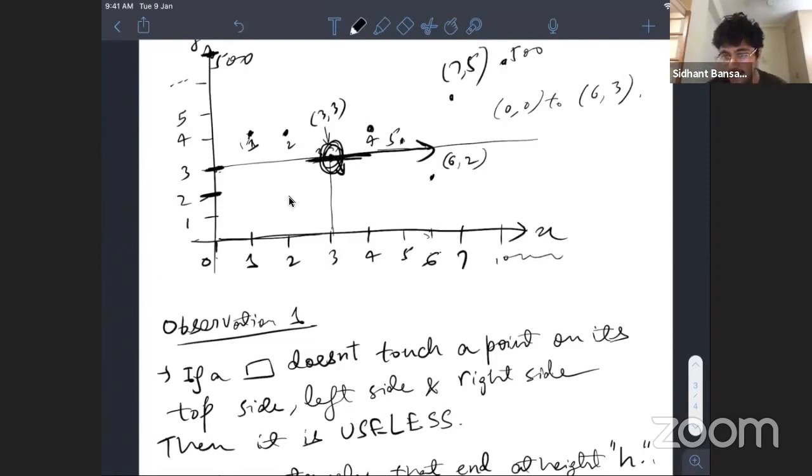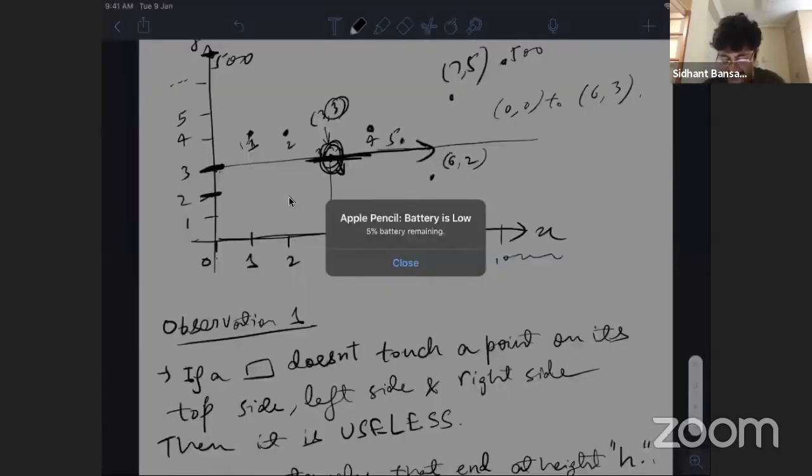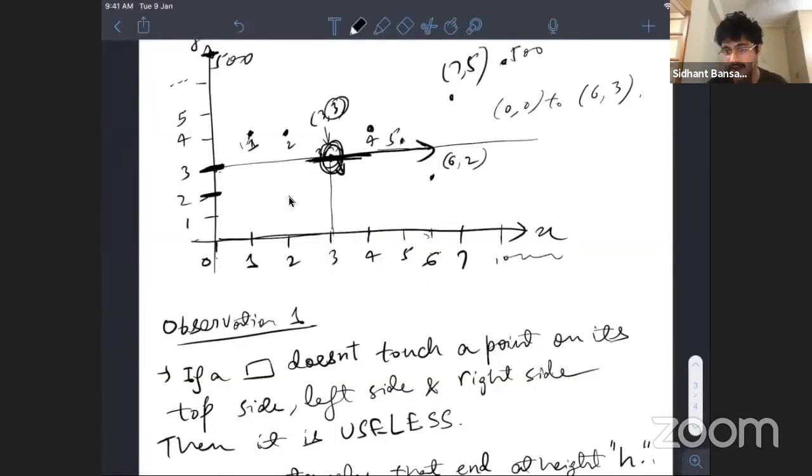Are we fixing the top bottleneck? Yes, we are fixing the top bottleneck right now. So we are saying that our rectangle's height will definitely be 3 because we are fixing the bottleneck. We are fixing the height, and we are just trying to stretch it either to the left or to the right.